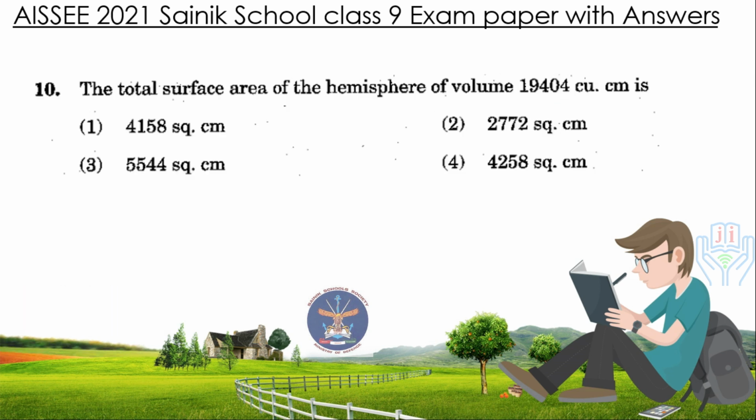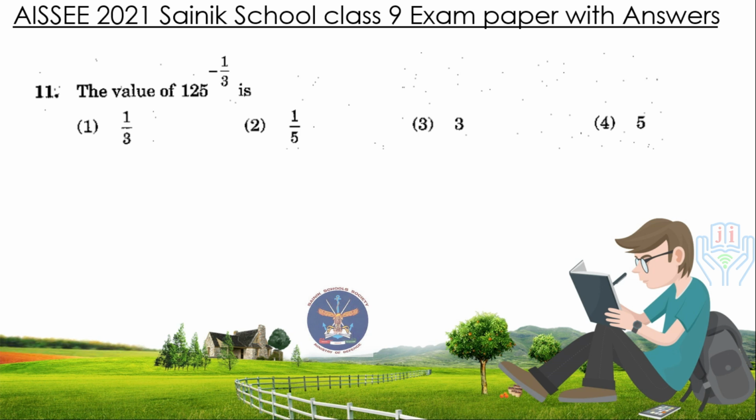The total surface area of the hemisphere of volume 19404 cubic centimeter is. Answer 4158 square centimeter. The value of 125 to the power of minus 1 by 3 is. Answer 1 by 5.